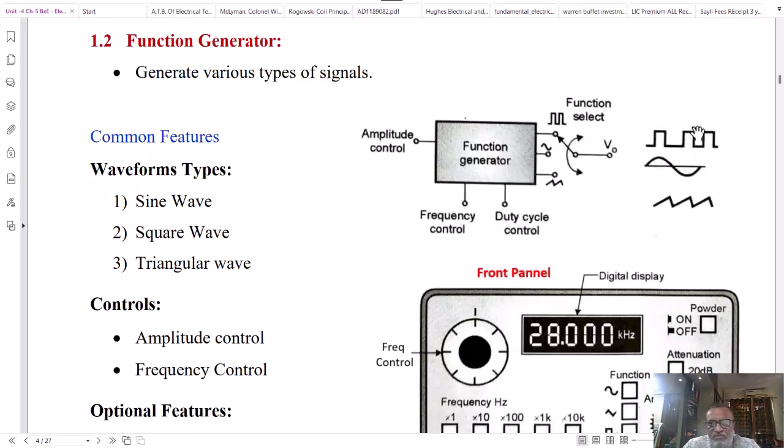Whenever you are using the duty cycle control, that also affects the other waveforms. They will get distorted, and therefore, normally while generating and using triangular wave and sine wave, we should keep the duty cycle control off.